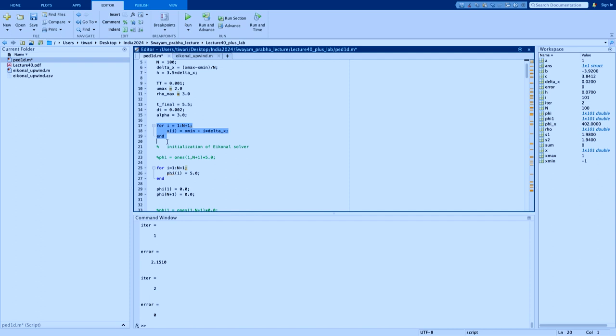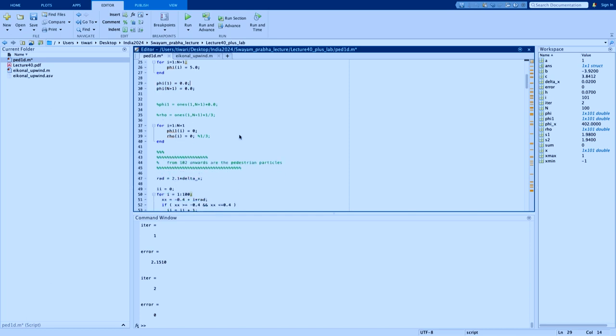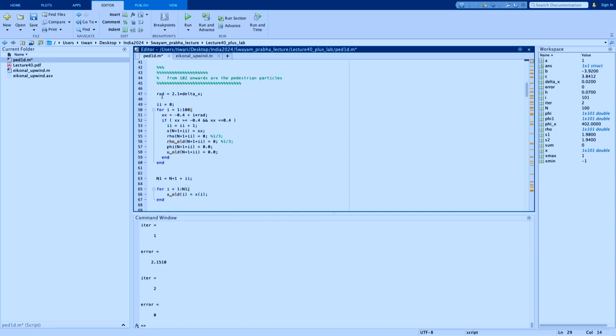So this is the generation of the Eikonal grid, and then this is the initialization, this is the boundary condition for the Eikonal solver. And then here, now I have n grids for the Eikonal, so n plus 1 means 101 Eikonal grid points. Then from 102 onwards, I can generate the pedestrian grid. You saw that I will have the same variable x. So if it is between minus 0.4 and 0.4, I generate the pedestrians with a distance larger than 2 delta x. So it is 2.1 times delta x, so that they do not collide in the beginning.